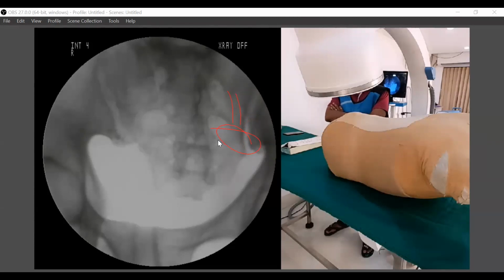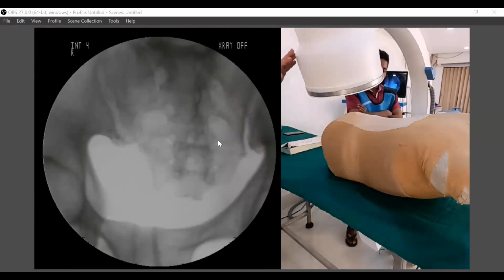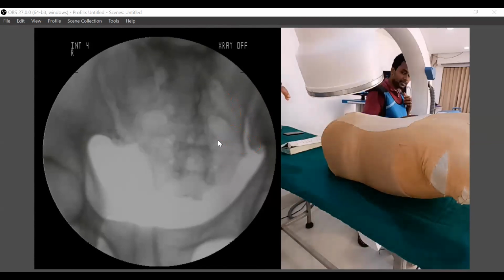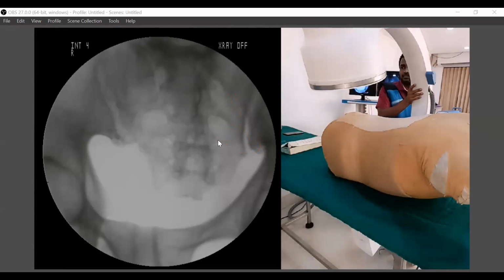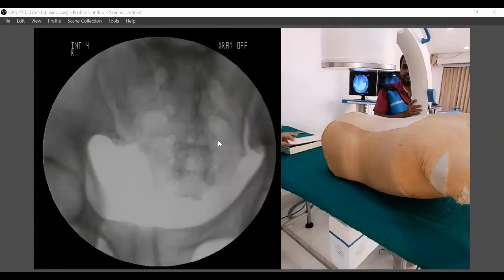Yeah, that's it. Sir, can you please again show the procedure of this SI joint injection? Please, sir. Okay, again AP. If there is any confusion, they should not have it.